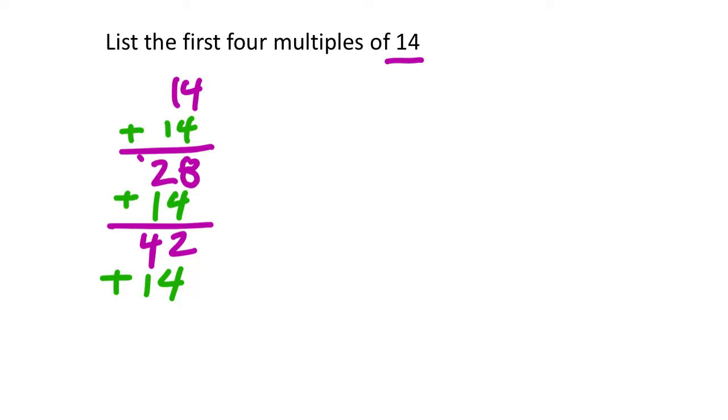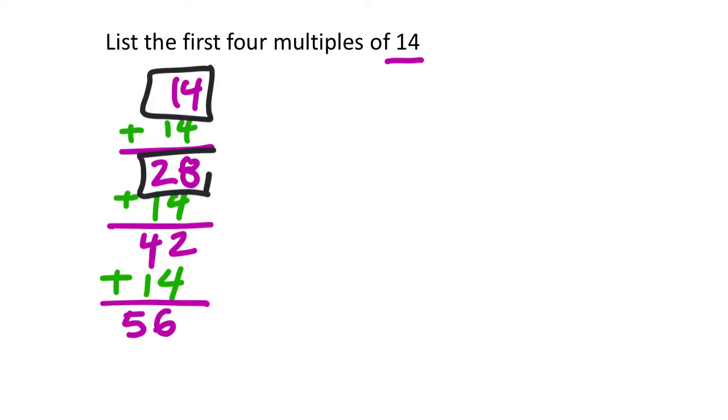But again, just having the skill to be able to find extras if you needed to is pretty crucial. So 2 plus 4 in the 1s, that's a 6. 4 plus 1 in the 10s is 5. 56 is the fourth multiple. So there we go. The first 4 multiples of 14.